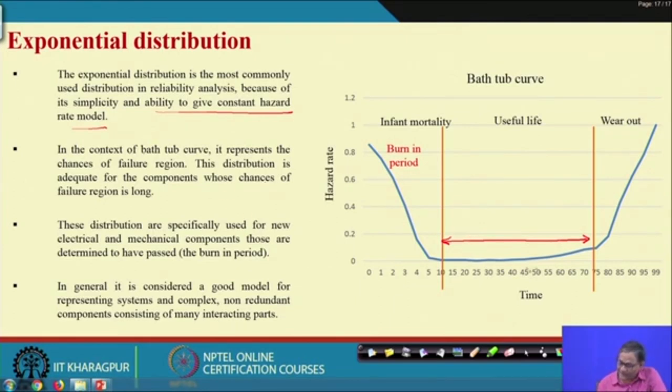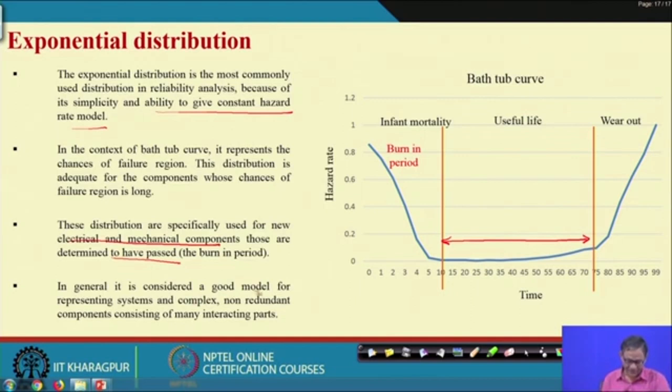And second, constant hazard rate is the useful life, that is, the maximum period of life when the component or unit will be under operation. So, that means if it is exponential with constant hazard rate, then the useful life is more. So, you can understand the value of this particular distribution now. And the distribution is specifically used in new electrical and mechanical components, and usually those have all passed the early period, the burn-in period.